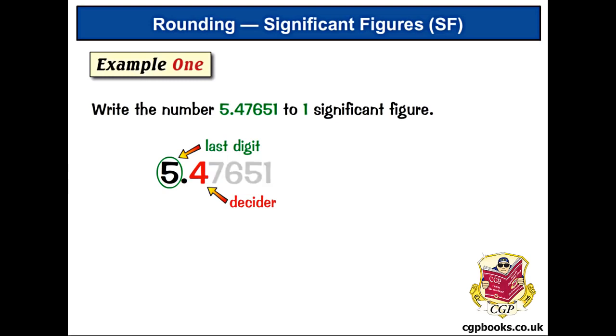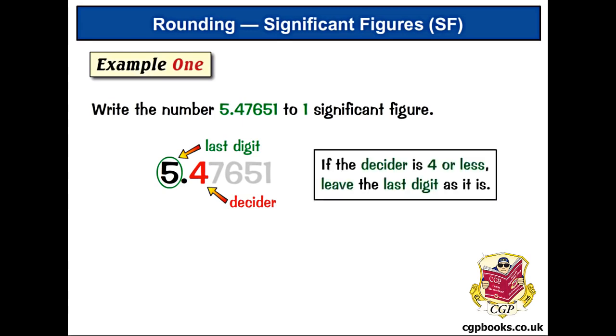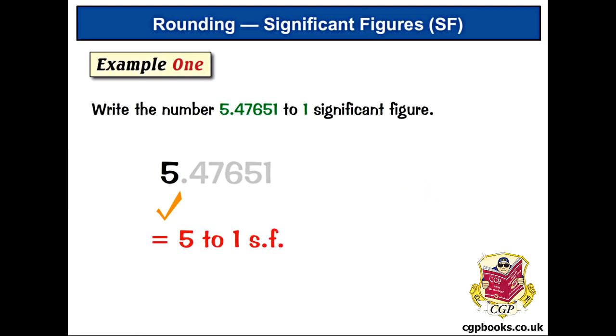Remember, the decider tells us whether to round up or not. When it's 4 or less, we leave the last digit as it is. So we leave 5 alone, and so 5.47651 is 5 to one significant figure, or SF for short.